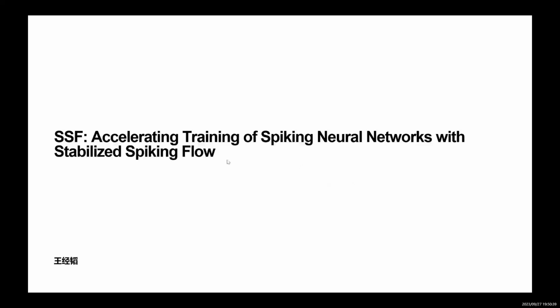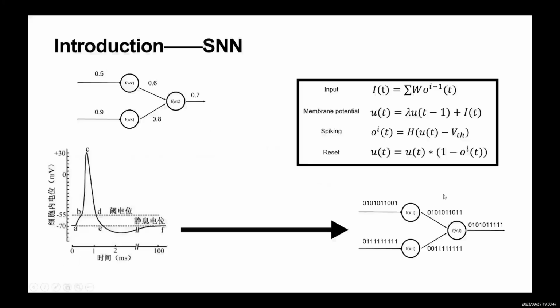My topic is SSF, accelerating training of spiking neural networks with stabilized spiking floor. Spiking neural network, short for SNN, is a new kind of neural network which simulates biological neurons' action potential process. Different from other artificial neural networks, neurons in SNN use binary spike chains as inputs and outputs.